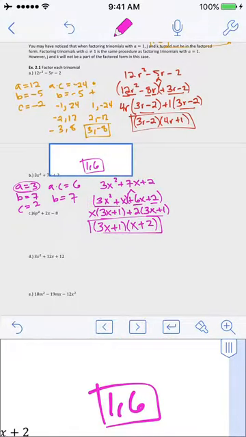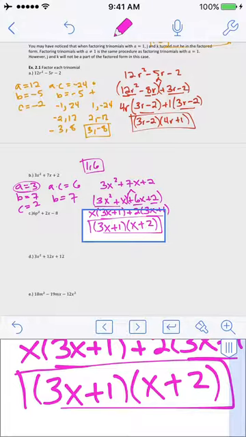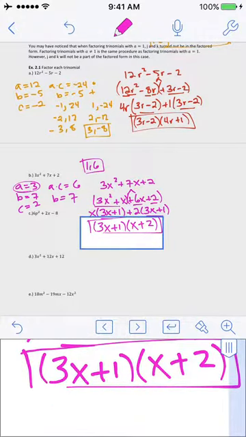And notice, I had a 6 as a magic number. Nowhere in my answer did I end up getting a 6, right? So a pattern didn't work. I end up getting 3x plus 1, x plus 2. That is my final factored form. I know that because they are both prime.